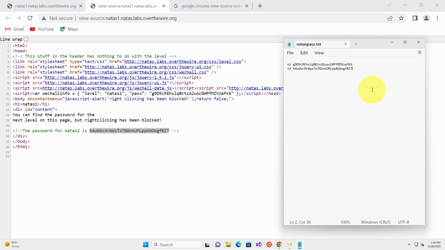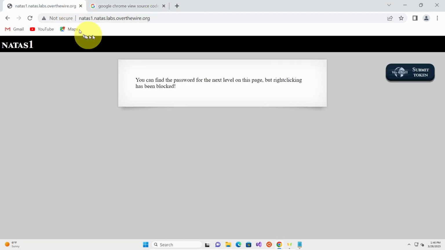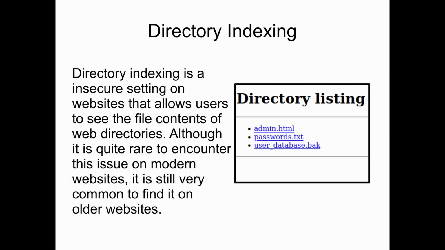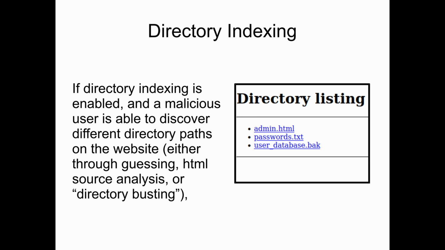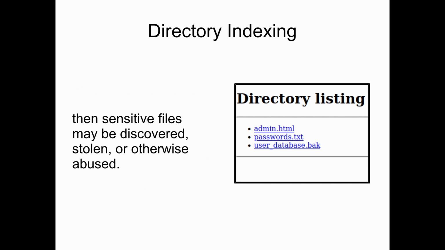But before we move on to the next level, let's learn about a particular web app exploit. Directory indexing is an insecure setting on websites that allows users to see file contents of web directories. Although it is quite rare to encounter this issue on modern websites, it is still very common to find it on older websites. If directory indexing is enabled, and a malicious user is able to discover different directory paths on the website, then sensitive files may be discovered, stolen, or otherwise abused.